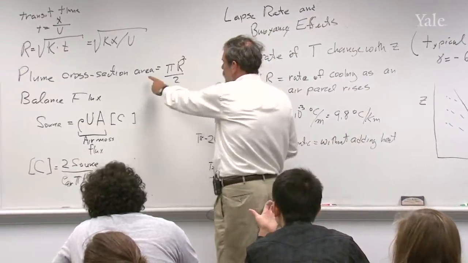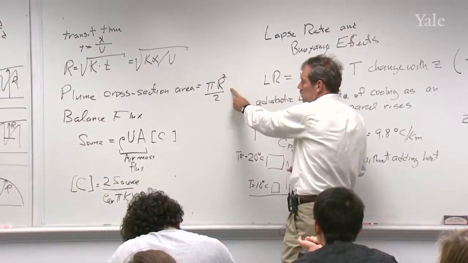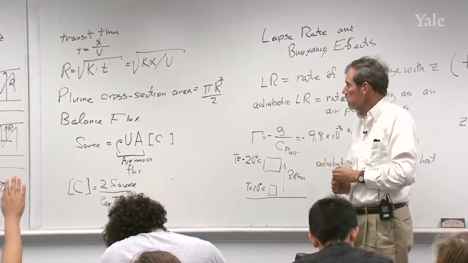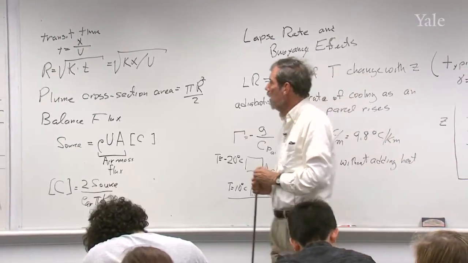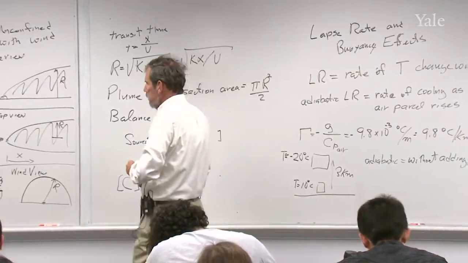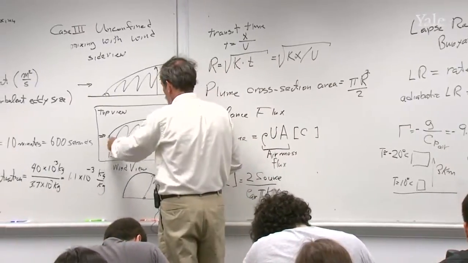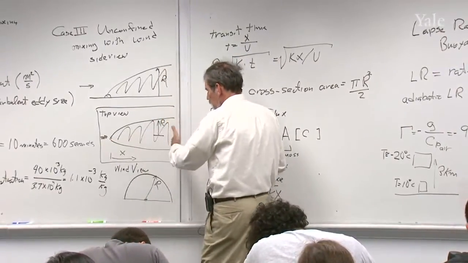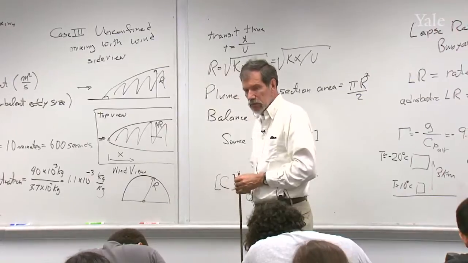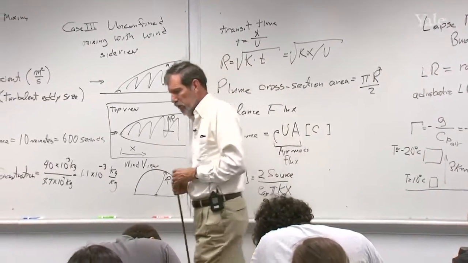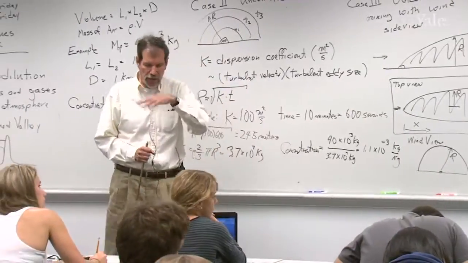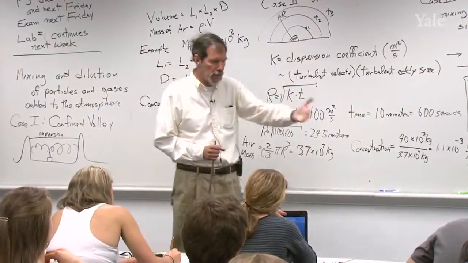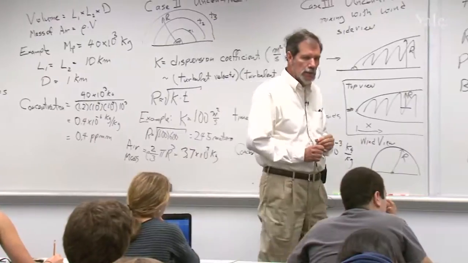A is this thing, the cross-sectional area of the plume, pi r squared over 2. Yes? What is the x again? X is the distance between the source of the pollutant and the location of interest, your house or the schoolyard where the kids are playing or whatever it is that you're interested in finding out what the concentration is. It's the distance away from the pollutant source.